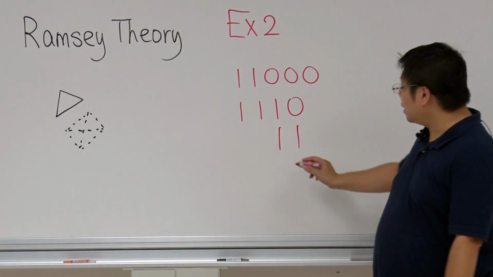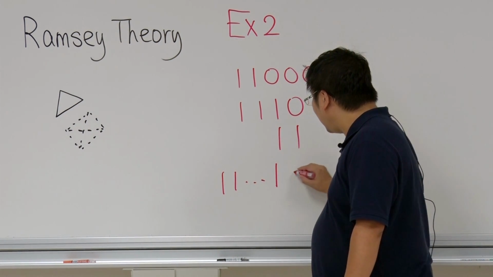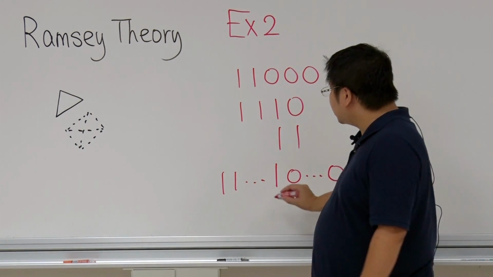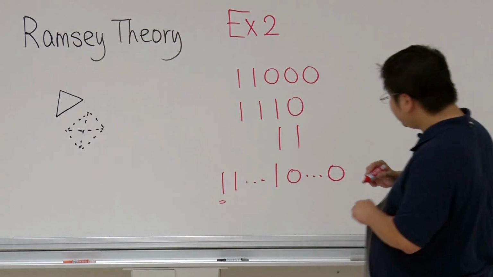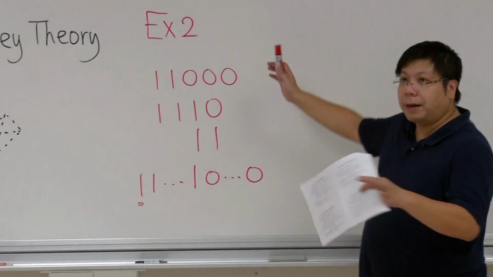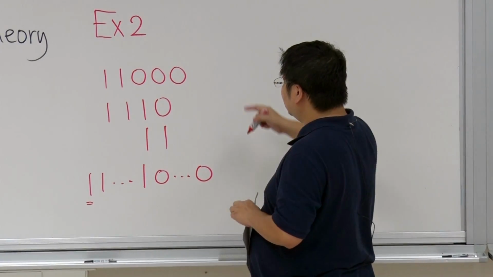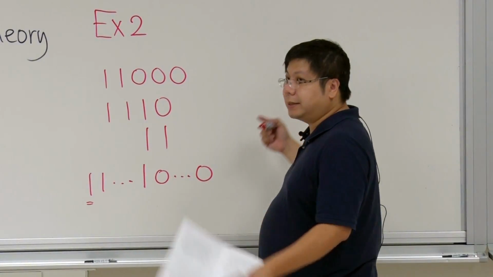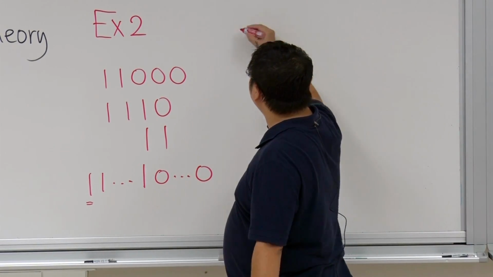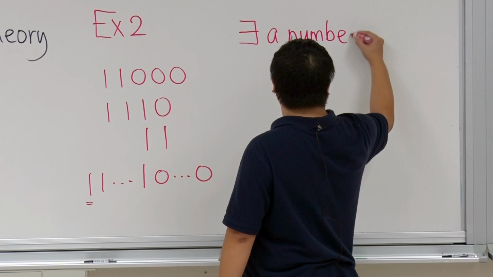Now we are going to look at numbers of this form. The first part are 1s, and the latter part are 0s. It must start with 1, but you may not have any 0s. So there are many numbers of this form. And then we want to show what? We want to show that there exists a number of this form.